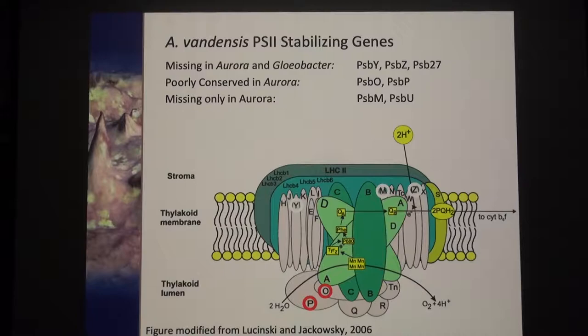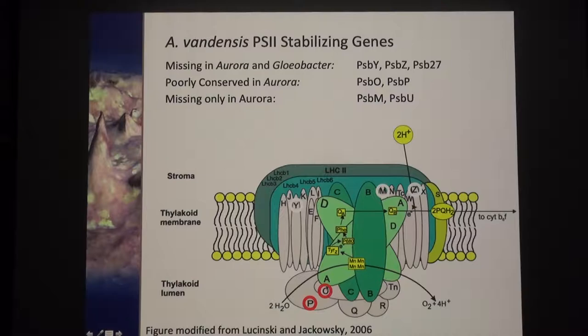And this is just ovals representing different sorts of enzymes. The key part of the photosynthesis are the parts that host the yellow boxes, which is the path of the electrons through it. And the A and the D are the ones that actually perform the photosynthesis. So the genes that are missing are the ones that stabilize the whole structure within the membrane. The two that are poorly conserved but present are these O and P, which are very close to the site where the water is oxidized to oxygen.